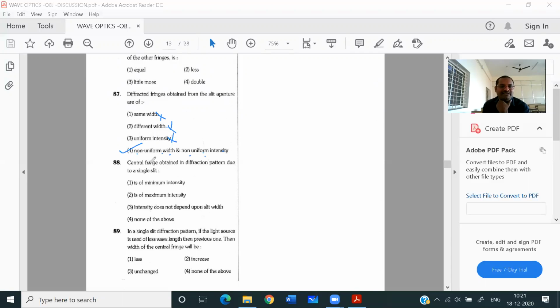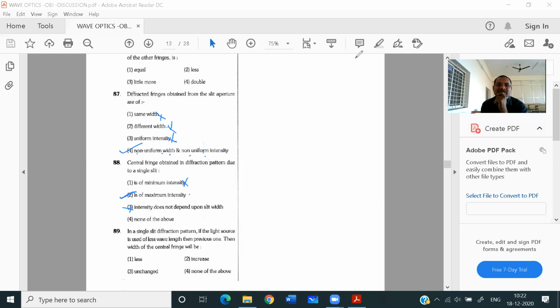Next, 88. The central fringe obtained in the diffraction pattern due to a single slit is of minimum intensity, wrong. Of maximum intensity, yes. Okay, clear? And intensity does not depend upon the slit width. Yes, that is wrong. So it is of maximum intensity. Width depends upon the slit width, whereas intensity does not depend upon the slit width. Okay, option 2 is the right answer.